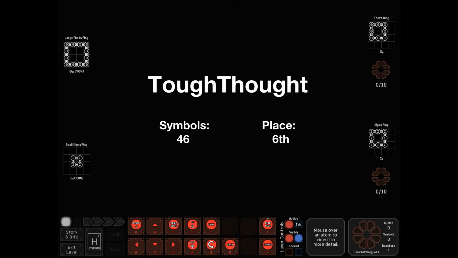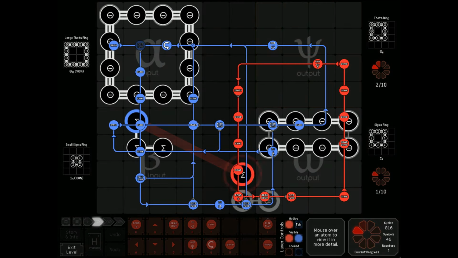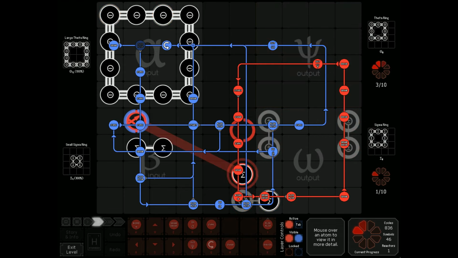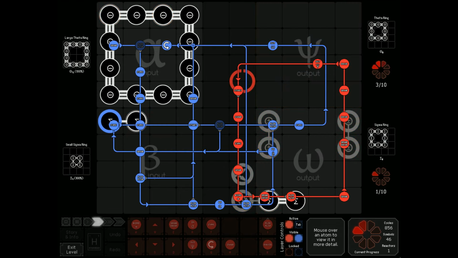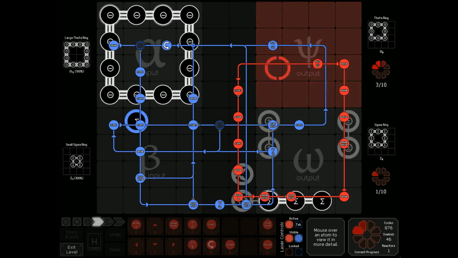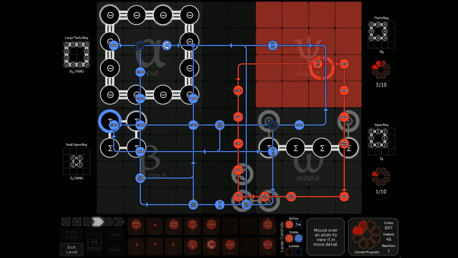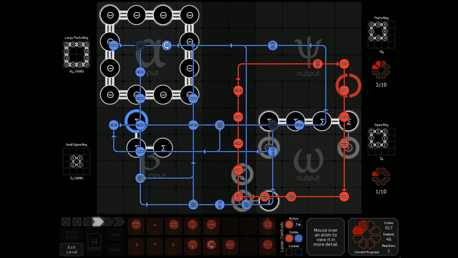Tough Thought's solution uses the same method, with one Waldo handling the outputs and the other handling each side of the input rings in turn, using a series of sinks to handle each atom of the side, and using flip-flops to repeat these actions for each side, and again to switch between the two of them.